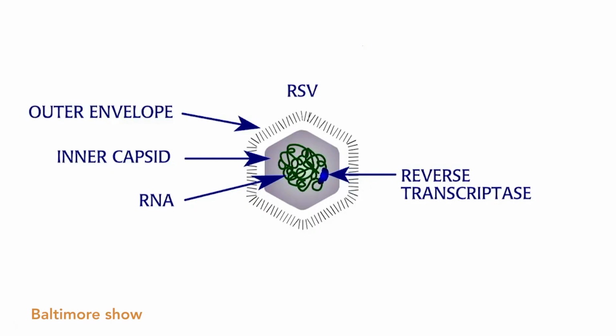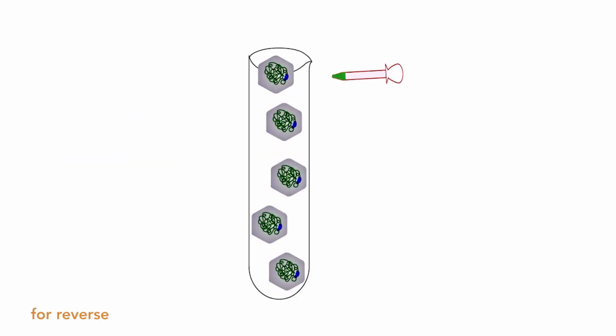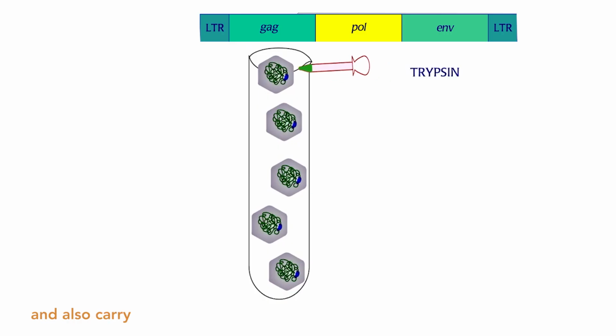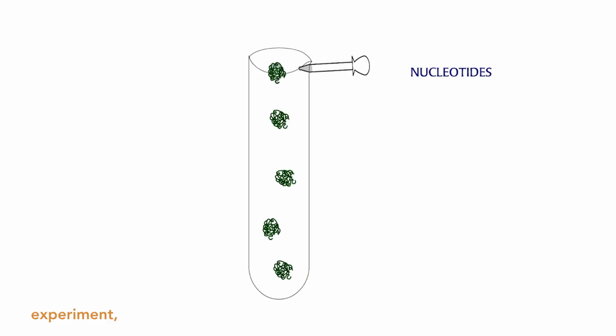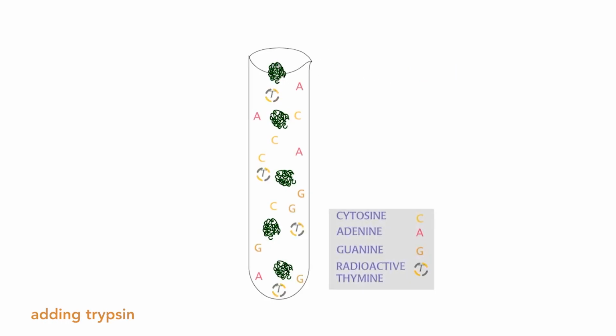David Baltimore showed that retroviruses have a gene for reverse transcriptase called POL and also carry the reverse transcriptase itself into cells. In his experiment, Baltimore showed that adding trypsin to the viral particles destroys the reverse transcriptase and no DNA is made. The viral particle didn't make any reverse transcriptase, as there were no tRNAs, ribosomes, and no amino acids.